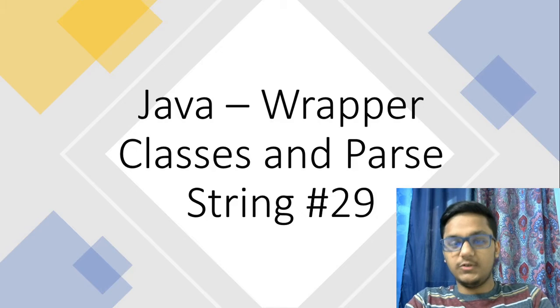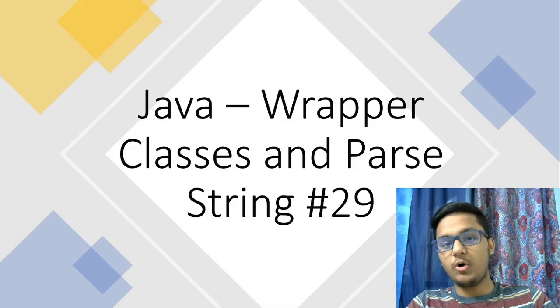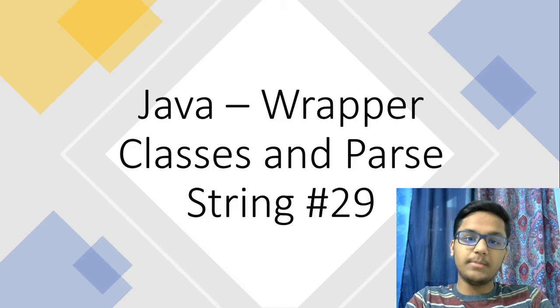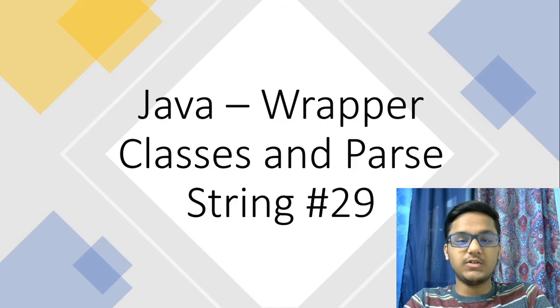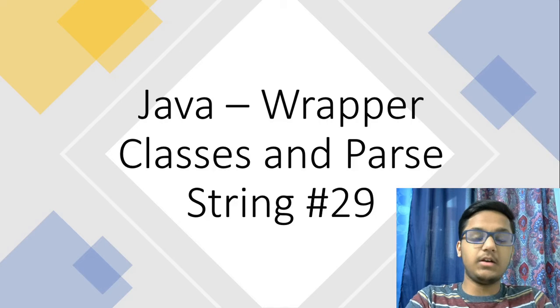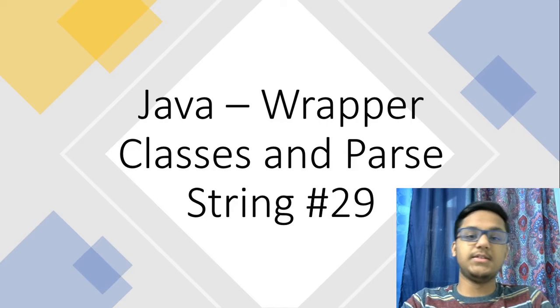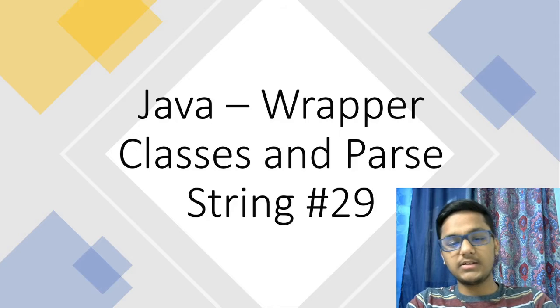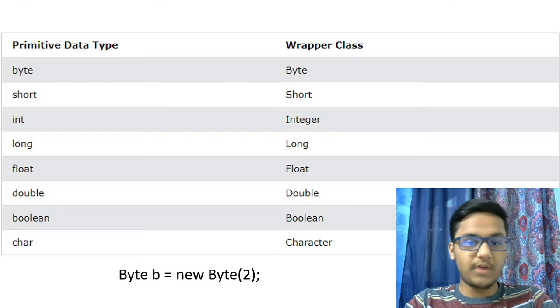So why is this useful? Why do we want to convert primitive data types to objects and objects to primitive data types? Well, when you're doing object-oriented programming, you'll actually see how useful it is. In some cases, it's better to use primitive data types, and in some cases, it's better to use objects. So you'll see that. For now, just learn the concept of wrapper classes.